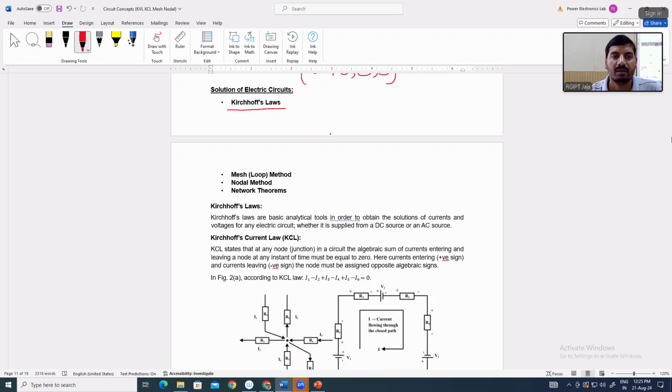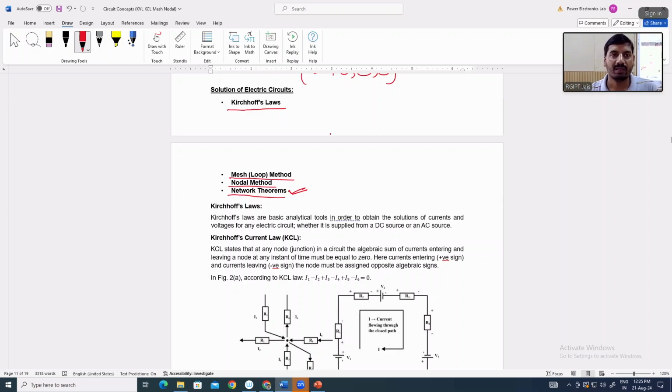नेक्स्ट इज मेश और लूप मेथड, another one is nodal method, and then we will move towards network theorems. They are very popular. Network theorems are very popular and very effective to simplify any complex circuit in a simpler way. Okay.